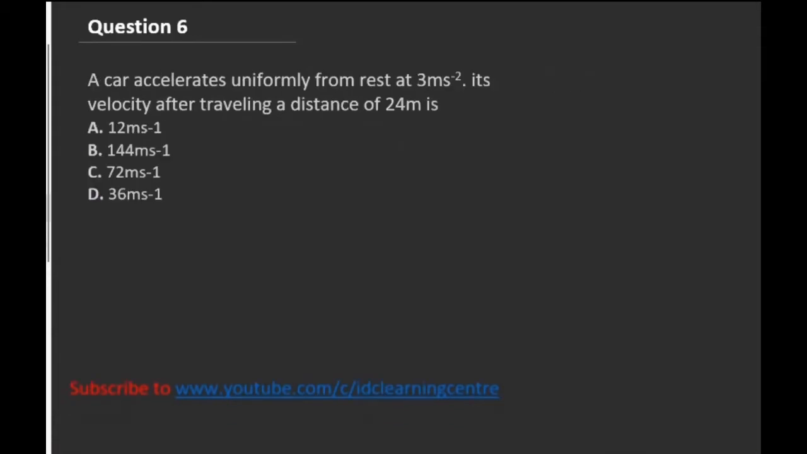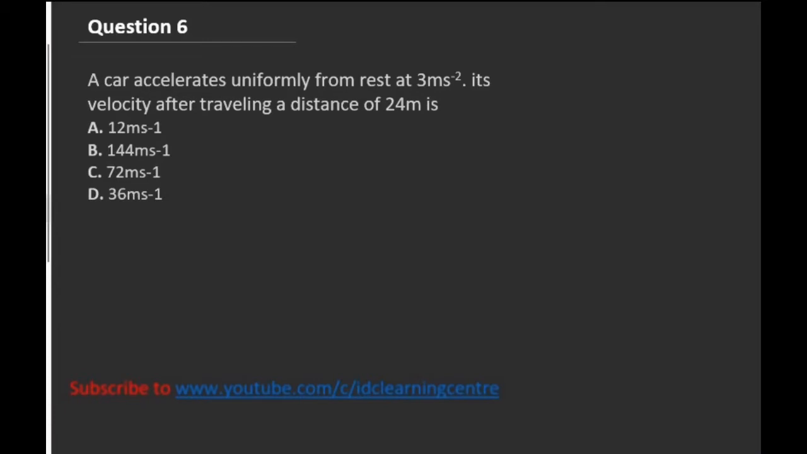Question 6. A car accelerates uniformly from rest at 3 meters per second square. Its velocity after traveling a distance of 24 meters is A, 12 meters per second, B, 144 meters per second, C, 72 meters per second, D, 36 meters per second.